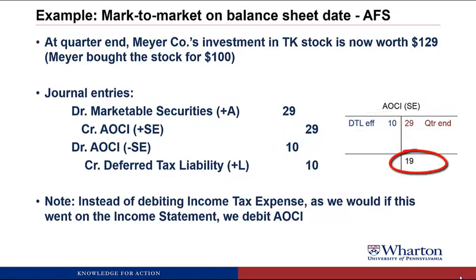And again, the equivalent would be if this was on the income statement, we would have had 29 of revenue, a $10 tax expense. There would have been a net income effect of 19. That net income effect of 19 would have run into retained earnings as an after-tax number. We're just trying to replicate that here by creating this extra debit to AOCI and credit to deferred tax liability.